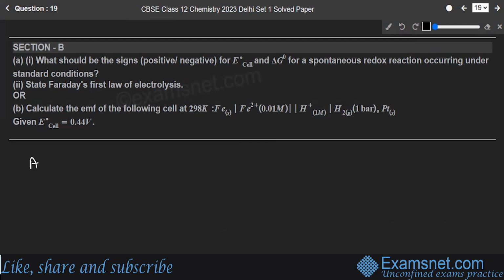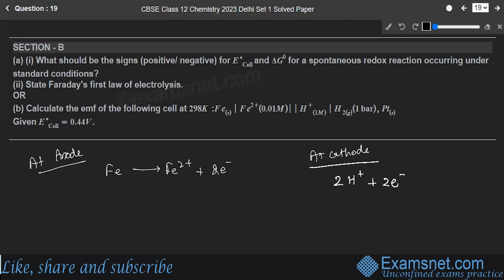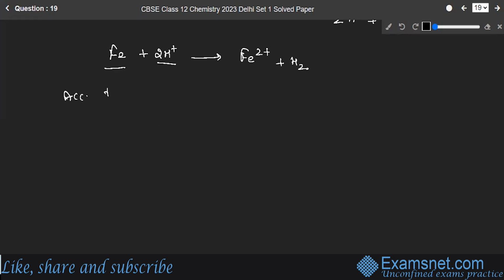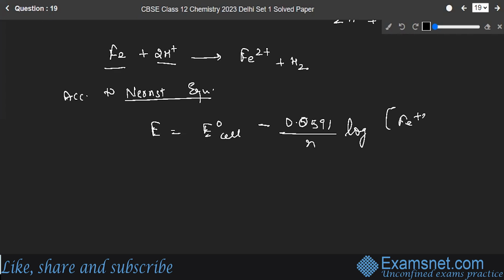According to the question, there will be two reactions. First, at the anode, iron will lose two electrons to make ferrous iron, and at the cathode, hydrogen ions will gain two electrons to make hydrogen gas. The overall reaction will be iron plus 2H+ giving ferrous iron plus hydrogen gas. Now, according to the Nernst equation, you have E is equal to E naught of cell minus 0.0591 upon n log of concentration of ferrous divided by the concentration of H+ squared.